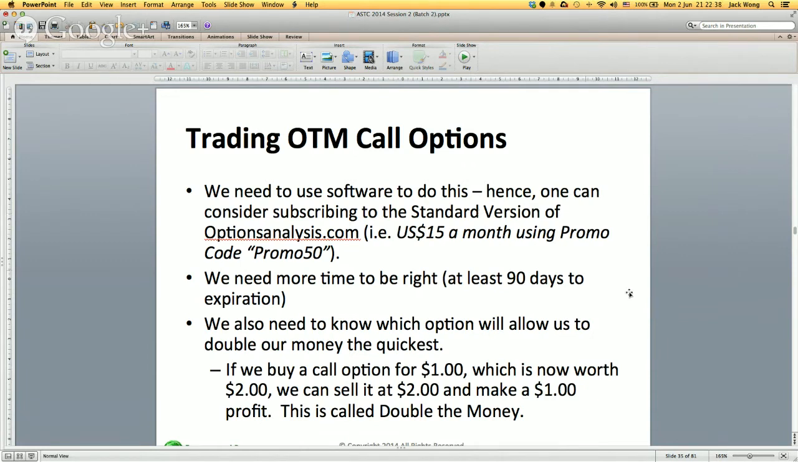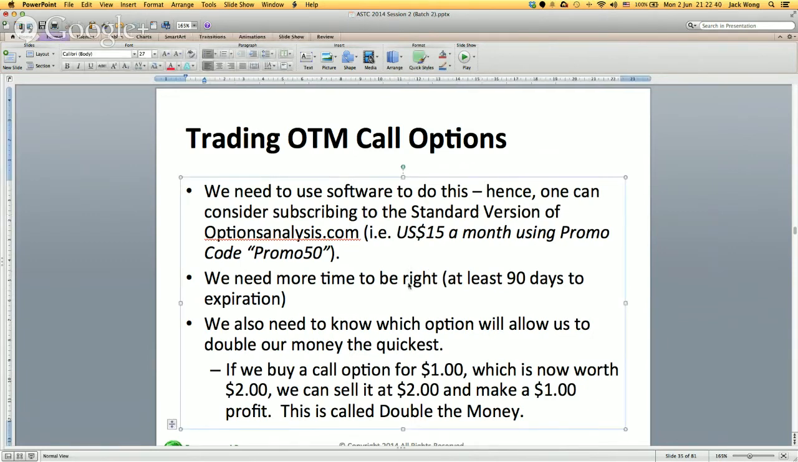So this is my advice to all of the students here, whether you are from batch 2 or batch 1. The next thing is we need more time to be right. With out of the money options, the only thing I'm worried about is that we need more time to be right. We cannot have a case of using only 21 days. Just like in the money options, we say at least 21 days, for out of the money options, we have to have at least 90 days.